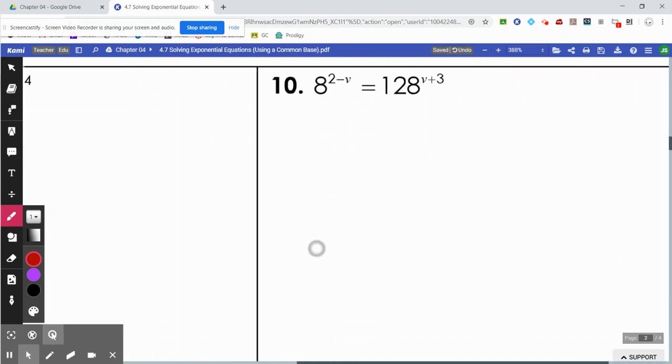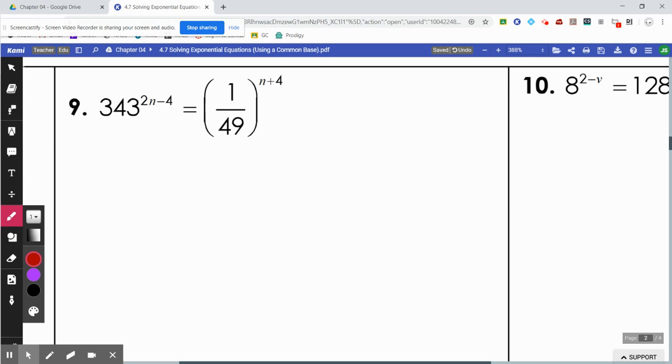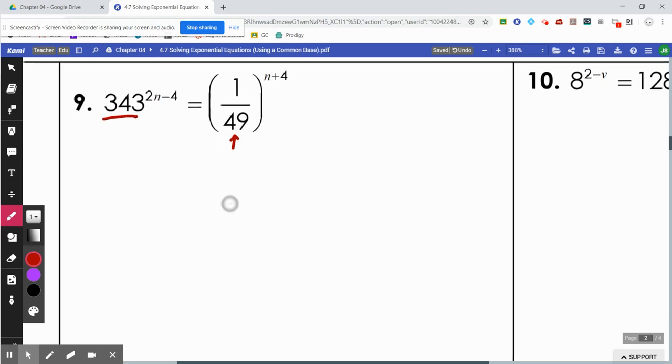Okay, more of the same. Number 9. 343 and 49. Now this one's a little bit trickier. We've got to find something that we can turn both of these into the same base. And we already know 49. That's pretty simple. That's 7 times 7. So let's try to raise them both to a base of 7. And that will work, because 343 over here, that is 7 to the 3rd power.